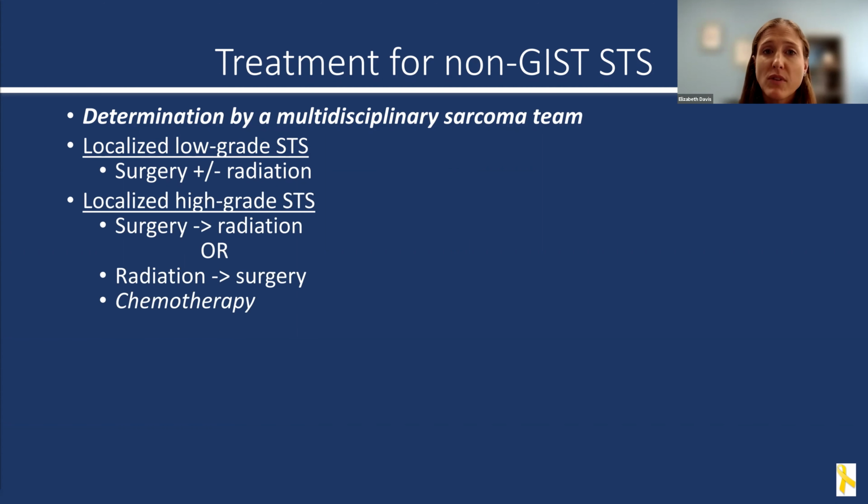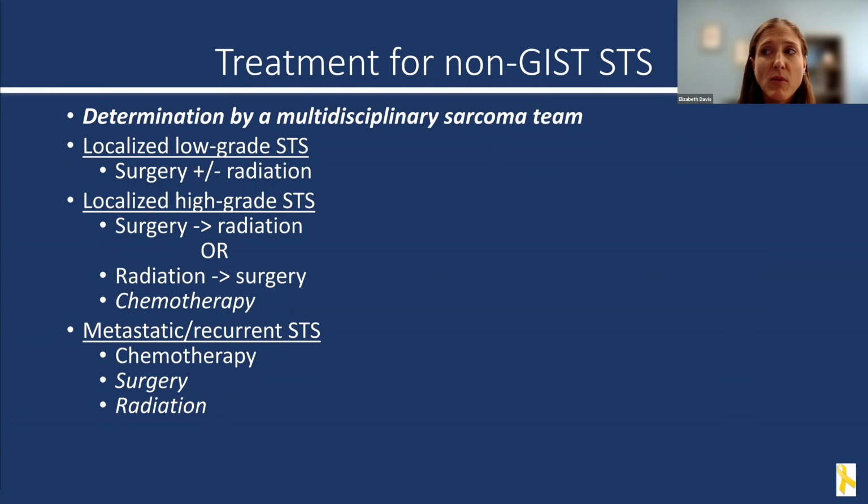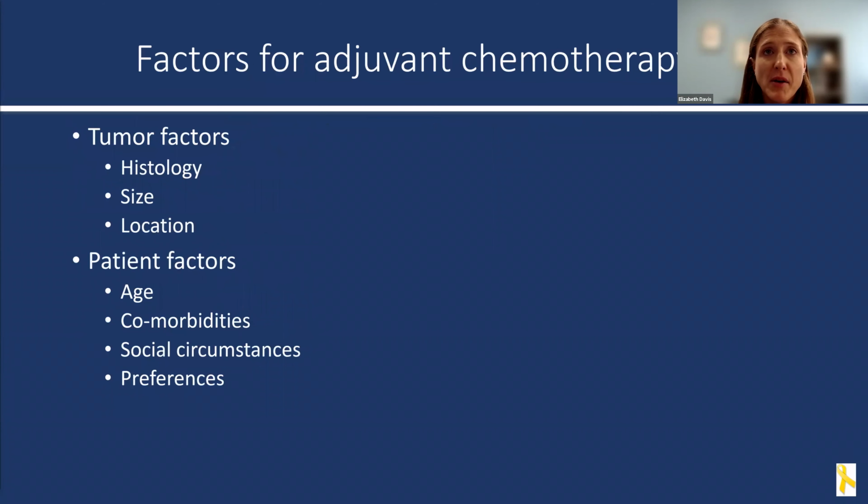For metastatic or recurrent soft tissue sarcoma, chemotherapy is the gold standard. However, there may be a role for surgery and/or radiation depending upon the patient. When deciding whether or not a patient may benefit from adjuvant chemotherapy, it's important to consider tumor factors such as the sarcoma histology, the tumor size, the location of the primary tumor, as well as patient factors such as age, comorbidity, social circumstances, and patient preferences.